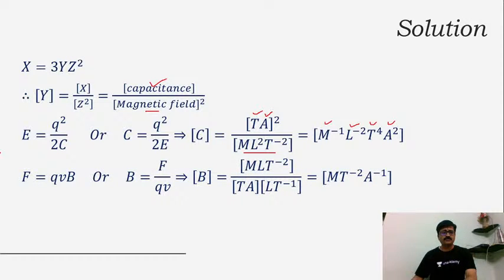Now let's talk about magnetic field. In order to find the dimensions of magnetic field, I'll make use of F is equal to QVB. According to this, B can be written as F by Q into V, where F is force. Now therefore dimensions of B is equal to dimensions of force divided by Q into V, which is equal to what?